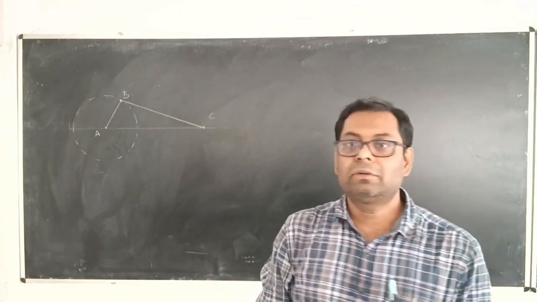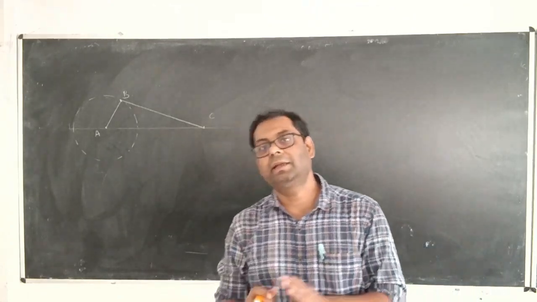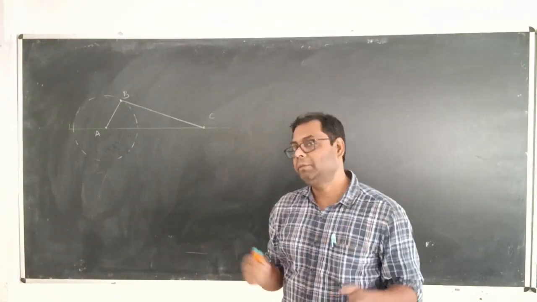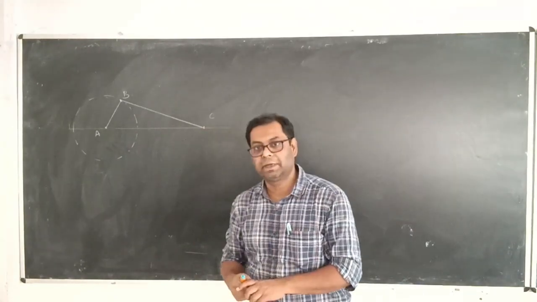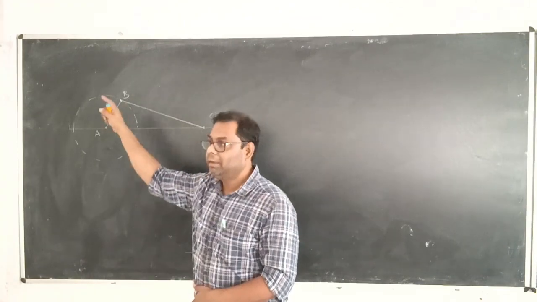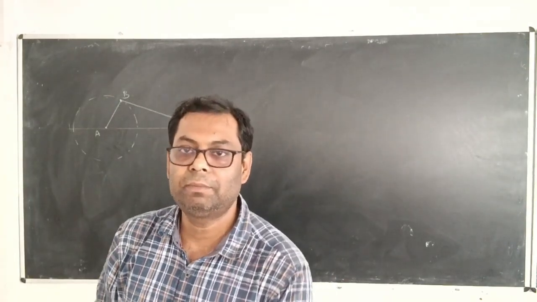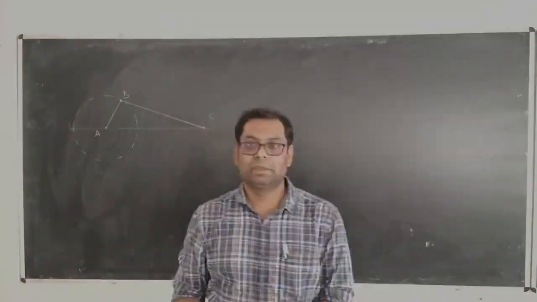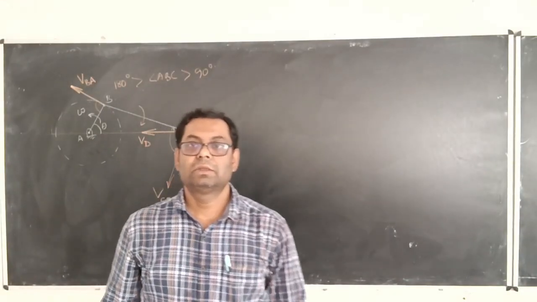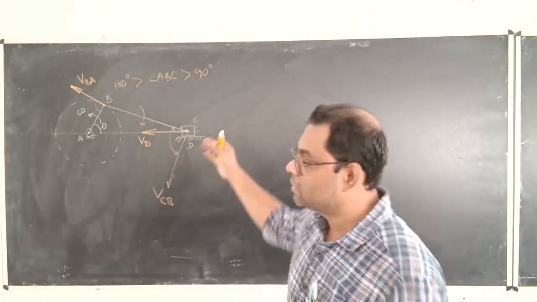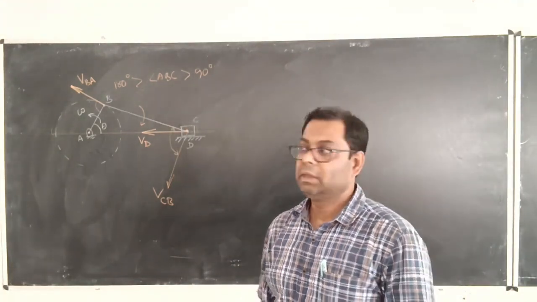When the crank rotates, obviously the connecting rod will definitely reciprocate. Now which part will reciprocate? Point C will reciprocate. And what will happen to point B? Point B will rotate. So point B will be under rotation and point C will be under reciprocation. Now we are going to draw the velocity diagram of this particular space diagram.